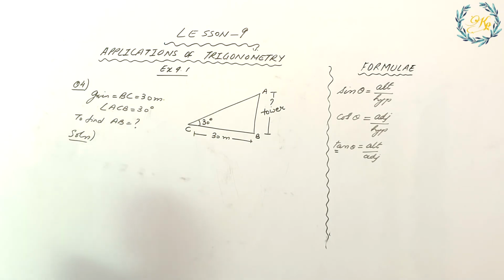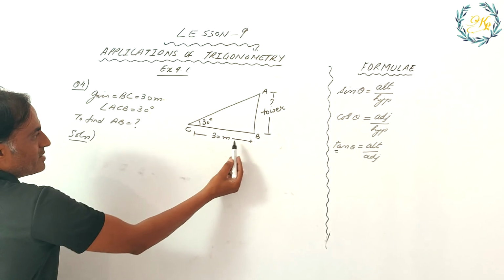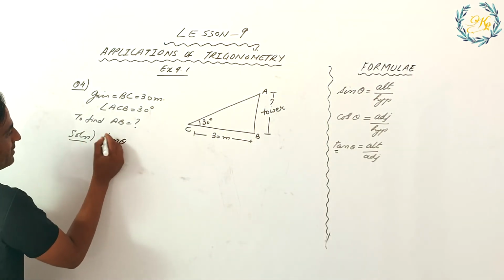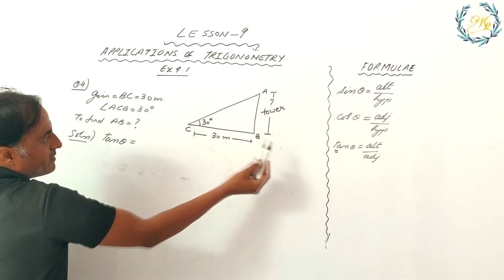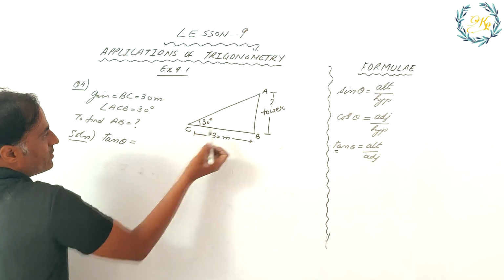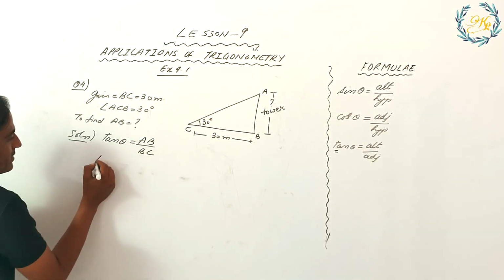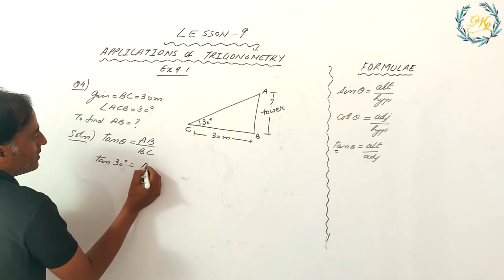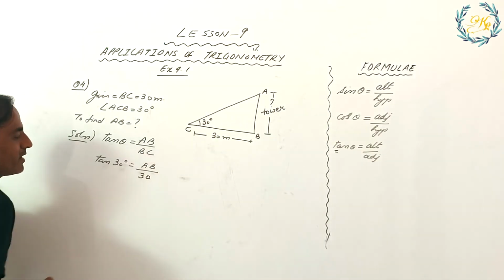Now, owing to the given values in the question, we will compare these values with the trigonometric ratios and utilize the right ratio. Tan theta is equal to, see, the ratio is altitude upon adjacent. For theta, the altitude is AB and the adjacent is BC. So let's replace the values. Tan 30 degrees is equal to AB, which is not known to us, upon BC, which is 30 meters.